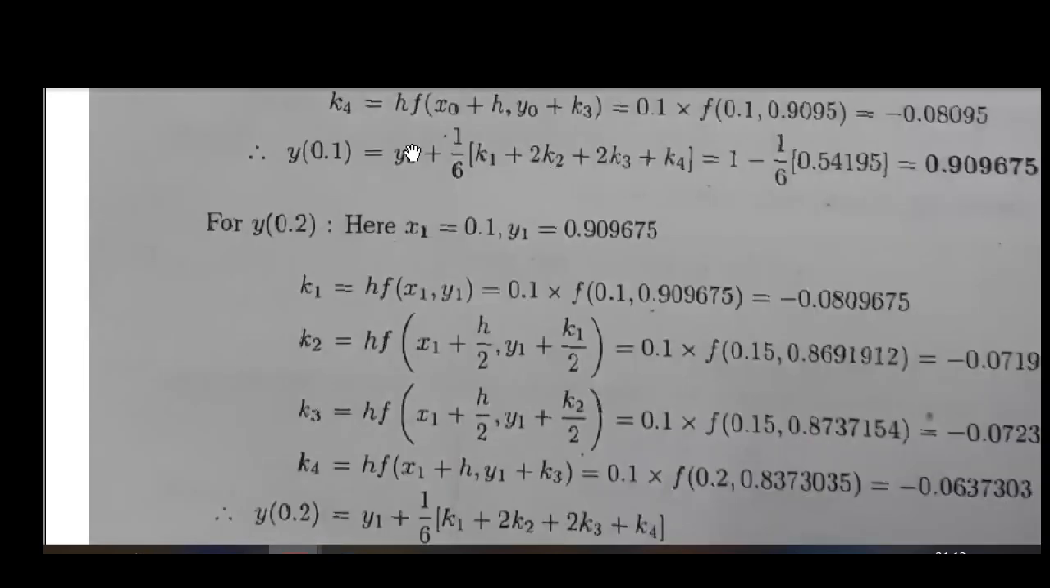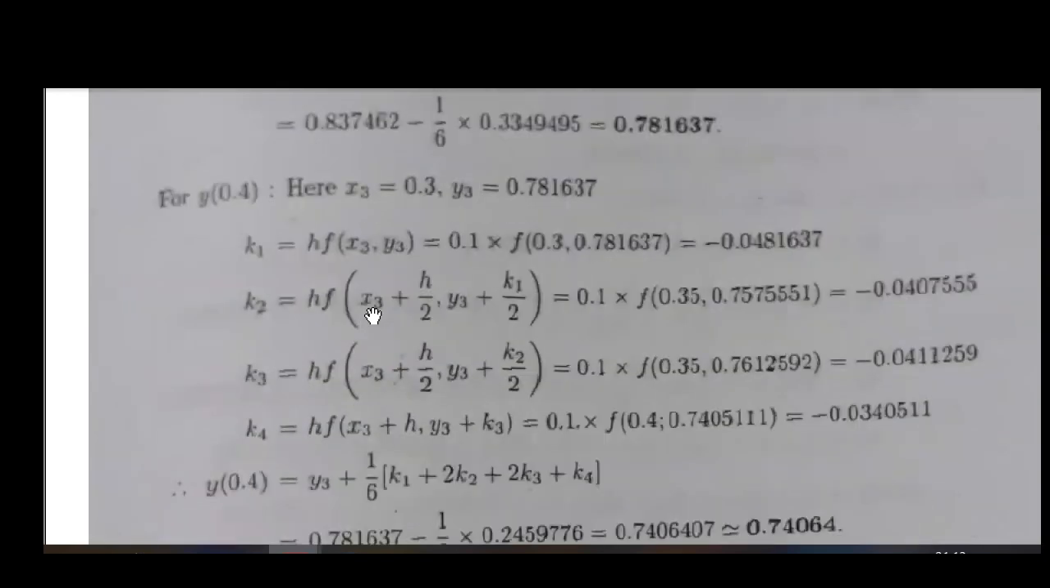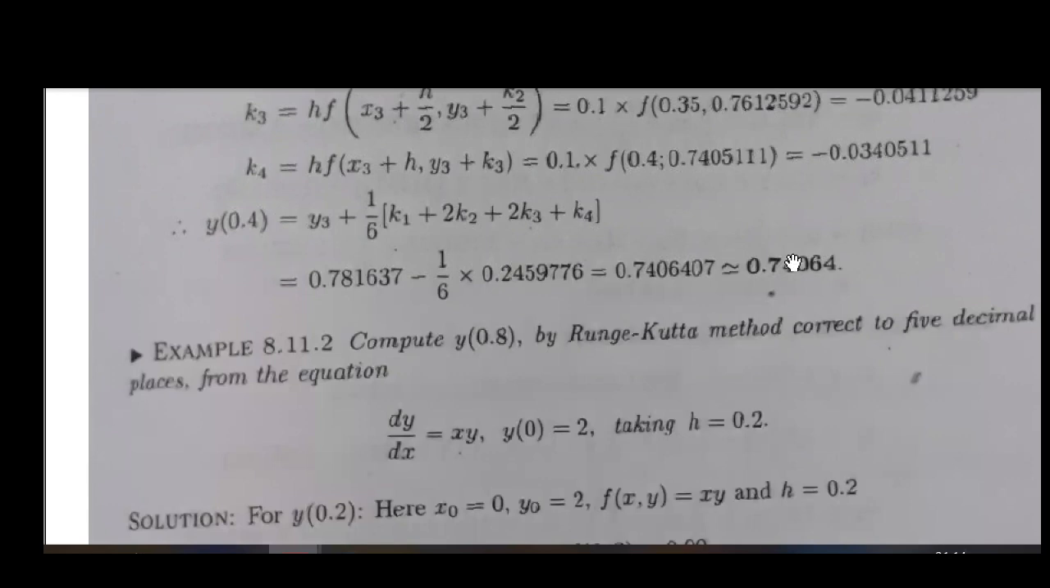So 0.2 is obtained, then 0.3 is obtained. Ultimately, the required value which they have asked for is obtained using the results of the previous steps. So this is the result that you are getting here. You can just simply go into the other sums also.